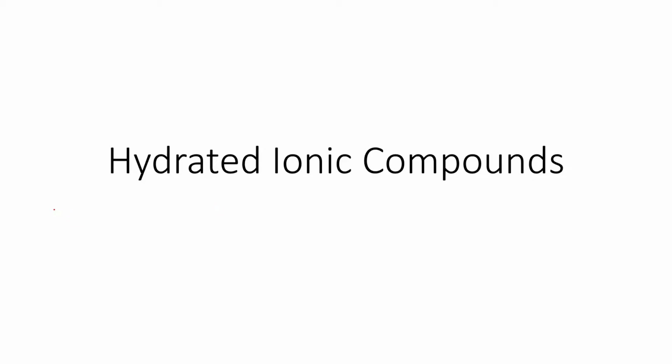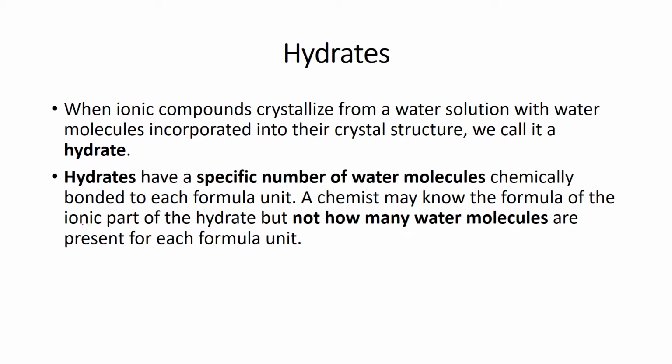Okay, so let's talk about hydrated ionic compounds. When ionic compounds crystallize from a water solution with water molecules incorporated into their crystal structure, we call it a hydrate. Hydrates have a specific number of water molecules chemically bonded to each formula unit. A chemist may know the formula of the ionic part of the hydrate, but not how many water molecules are present for each formula unit.